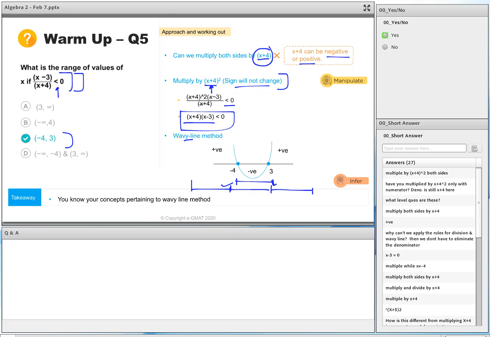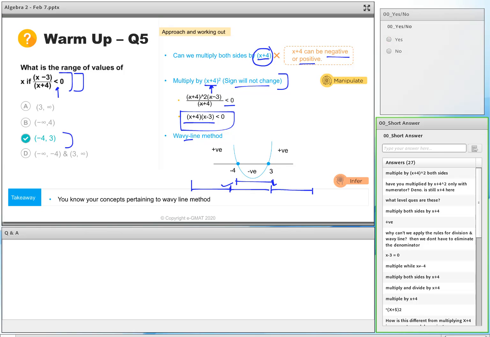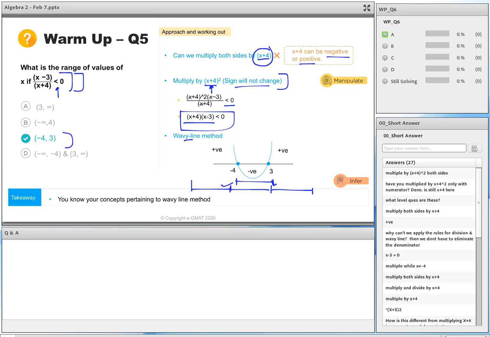Right, with that, let's move ahead to question number 6. Give me one moment, please, and I'll bring you the poll for the 6th question. All right, I have the poll over here. Let me clear all the answers and open the poll. All right, can I have 70 people mark if they are still solving over here, please? I have 52.